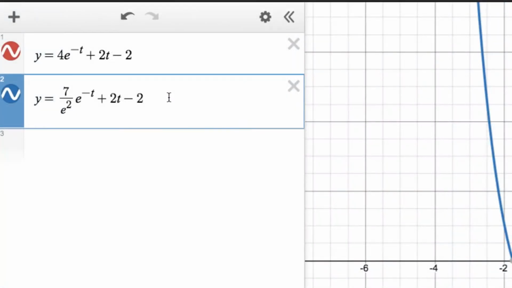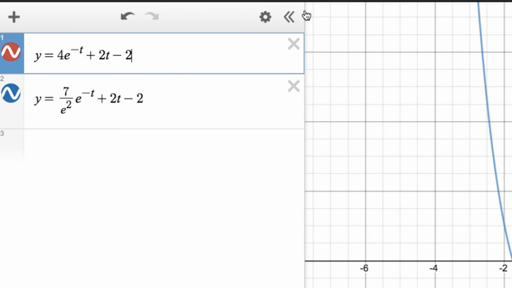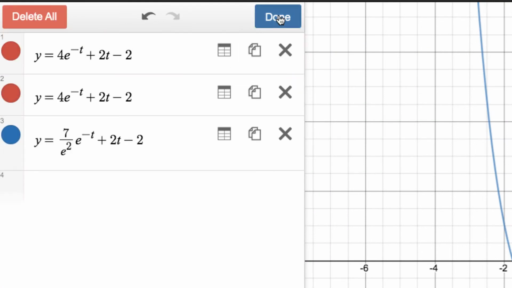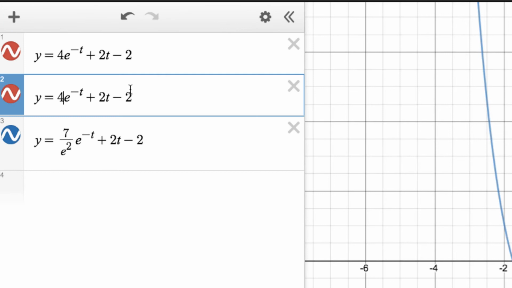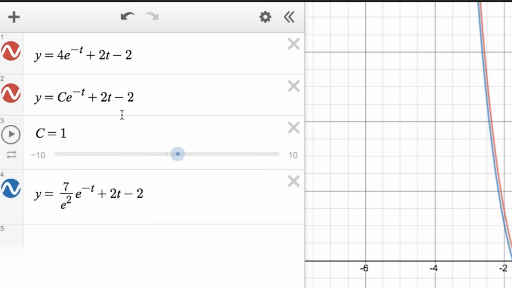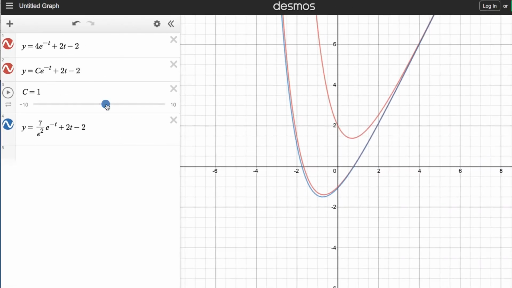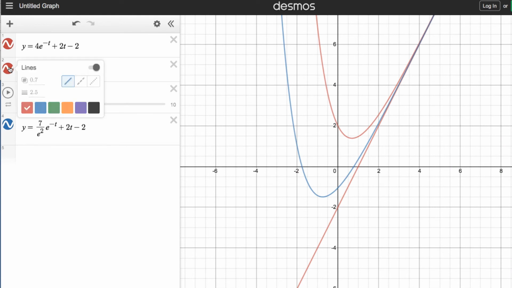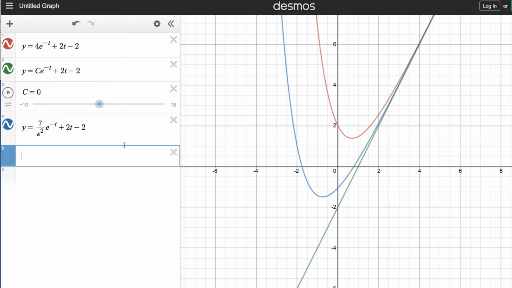Now, in Desmos, I'm going to copy one of these and change this coefficient in front to a capital C and then add a slider for capital C. Now I want to show you what this allows us to do. This shows us all possible solutions. Let me change the color. As you do different possible coefficients for C, it gives you the family of solutions that are different possible solutions for this differential equation, depending on what point we need the solution to pass through.